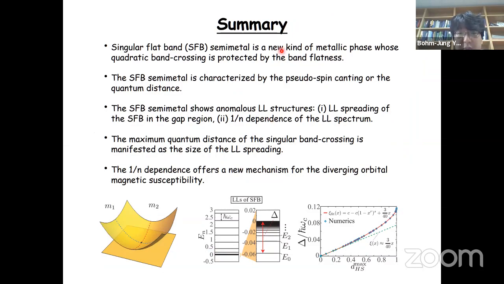Okay, now let me conclude my talk. Here I studied the properties of the singular flat band, and showed that by measuring the lambda level spreading of the singular flat band, we can precisely measure the quantum distance of the wave function. Okay, that's it. Yeah, thank you for your attention.